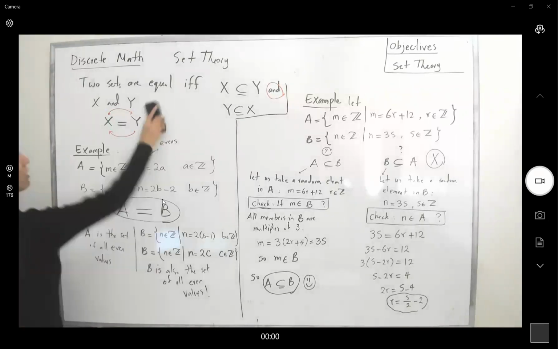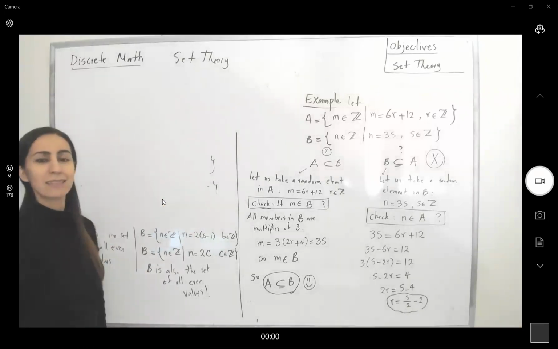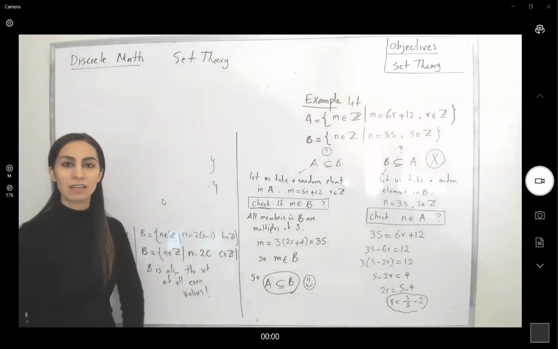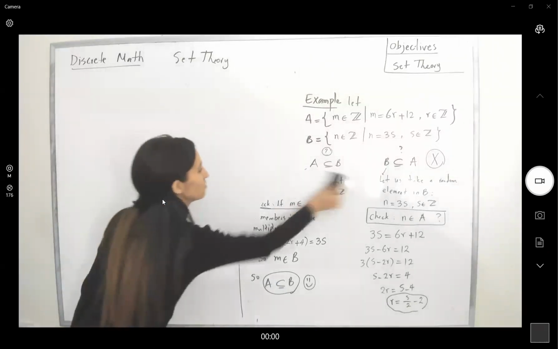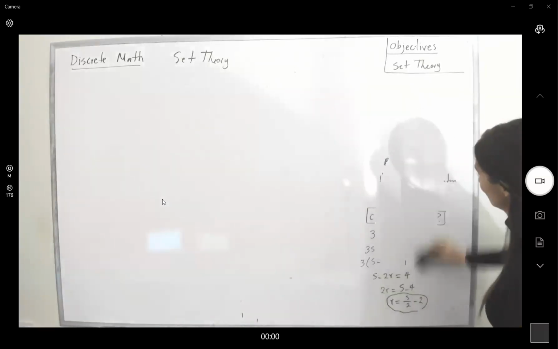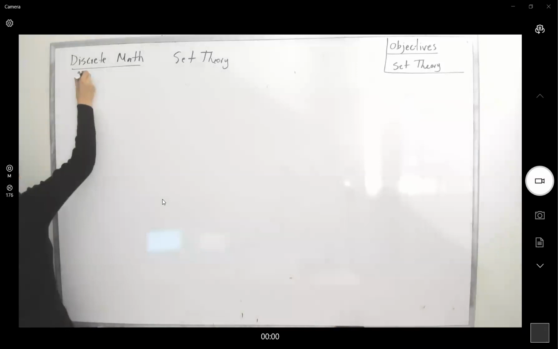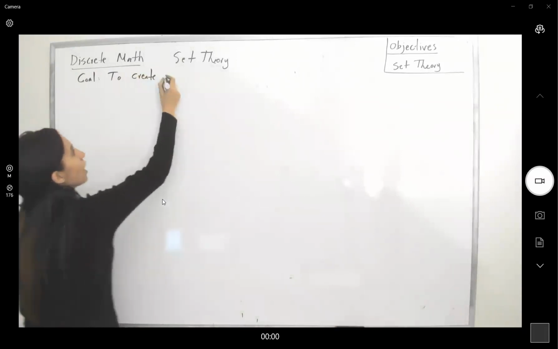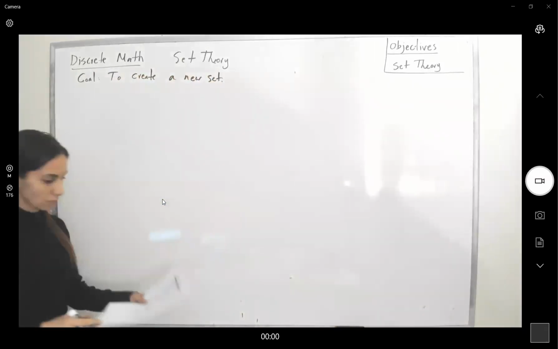So, what is our goal? Our goal is to take a set or two sets or more and combine them together, construct a new set. This is our job. So this is our goal, to create a new set. Okay, perfect.